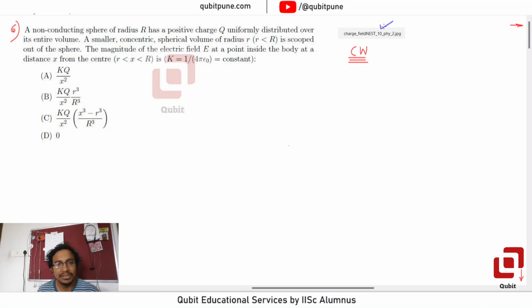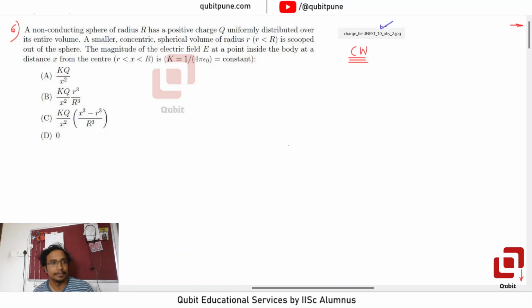A small concentric spherical volume of radius r less than capital R is scooped out of the sphere. The magnitude of the electric field E at a point inside the body at a distance x from the center is k, where k is 1/4π epsilon naught, kQ by x squared; kQ r cube upon x squared R cube; kQ by x squared, (x cubed minus r cubed) upon R cubed; and 0.